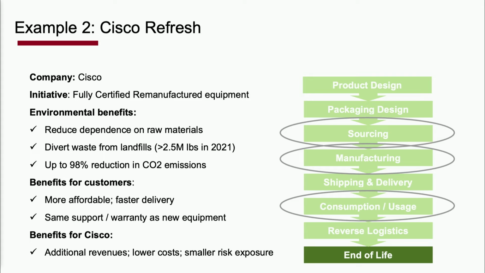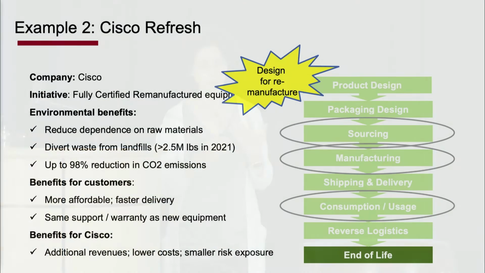There are also lower costs because most of this product already exists and they just need to replace a few parts. They don't need to build a whole piece of equipment from scratch. And there is also smaller exposure to risk that is associated with global supply chains because all the remanufacturing activities take place locally, whereas the manufacturing of the new equipment takes place in places like China, Korea, Taiwan, so it's much further away.